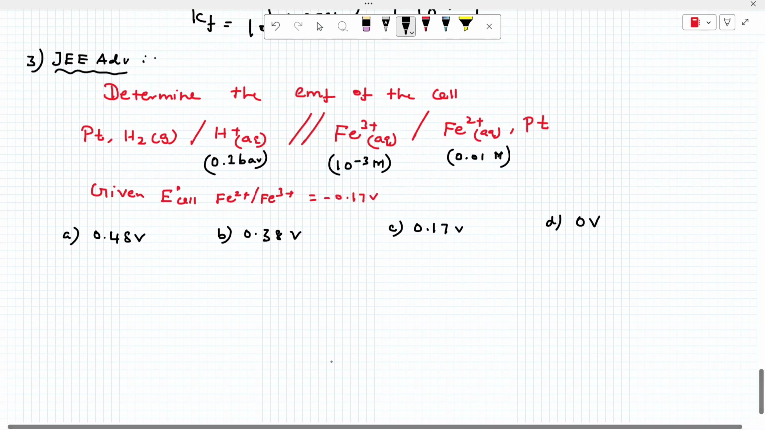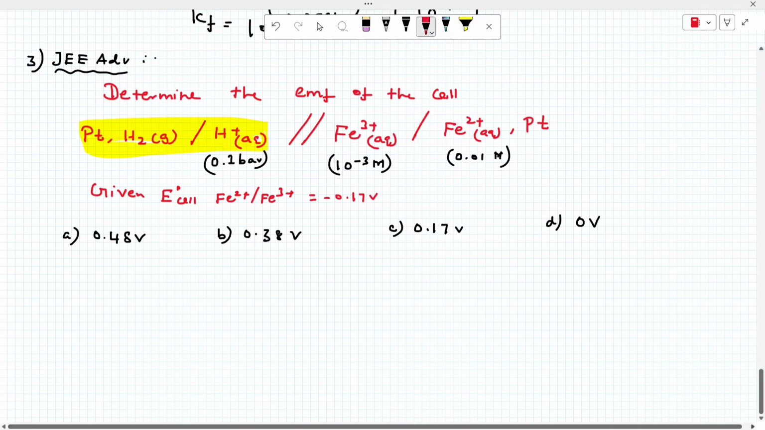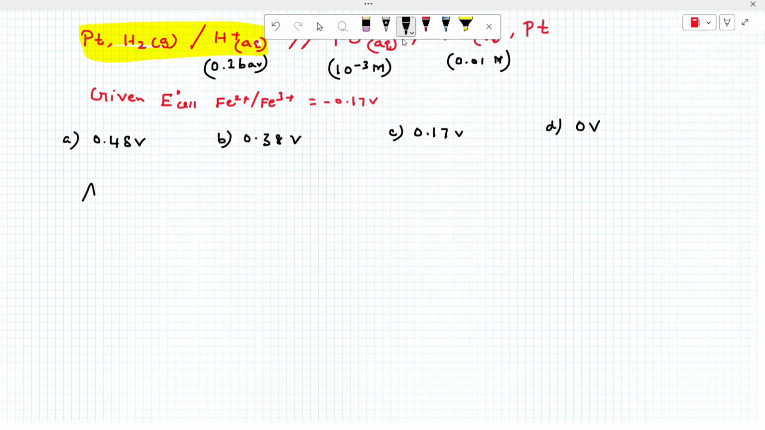Listen. First, we have to write the Nernst equation. What is the first step? For writing the Nernst equation, we have to write the cell reaction with balanced stoichiometry, right? Very simple. Now listen. I told you, whatever is given on the left side is the anode, oxidation. Yes or no? Therefore, what is the reaction?